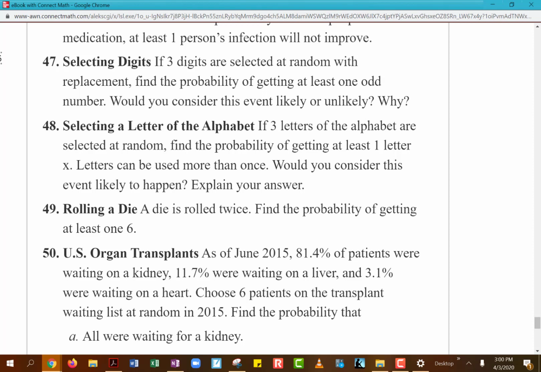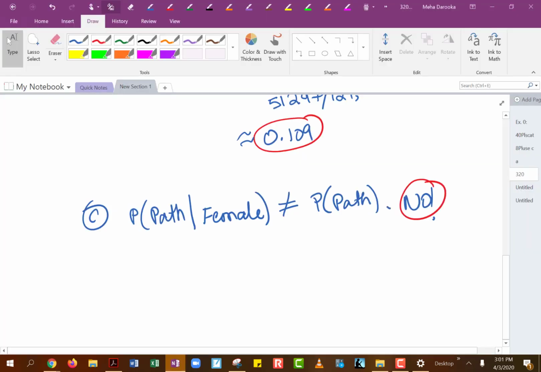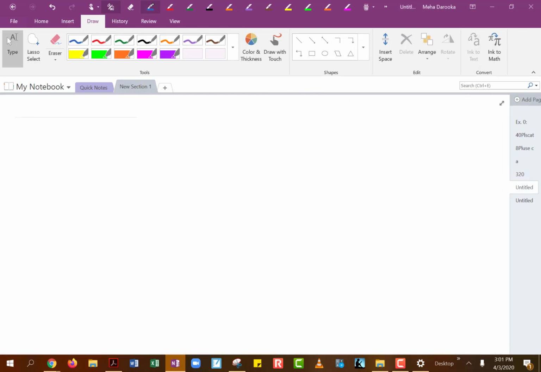So when they say letters can be used more than once, they're basically talking about independent events. So if you've used the letter once, you can use it again, right? Kind of like you're replacing the letter back into your alphabet. So we need to find that probability, and then they are saying, would you consider this event as likely to happen? And then of course give an explanation of why you say that. So let's take a look at number 48.